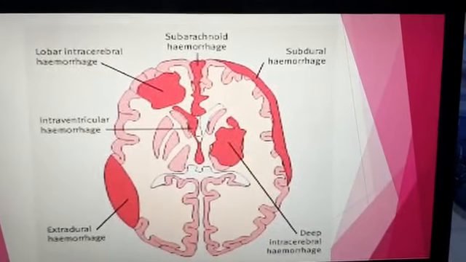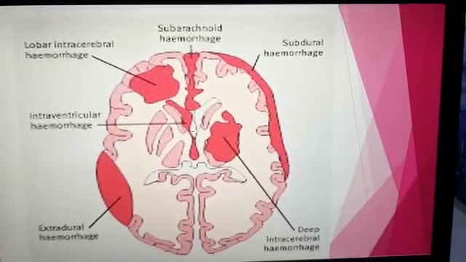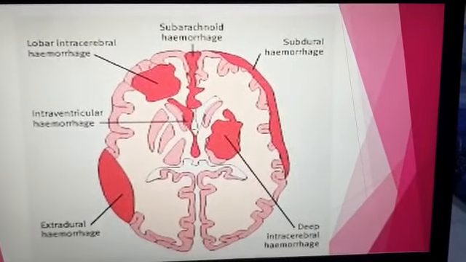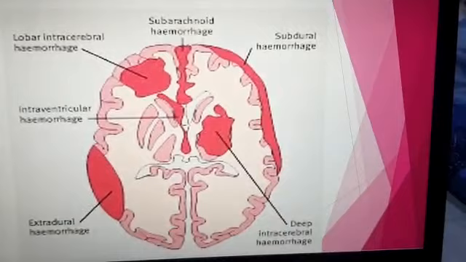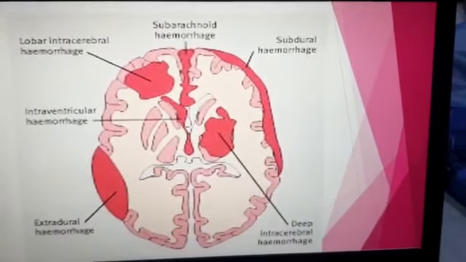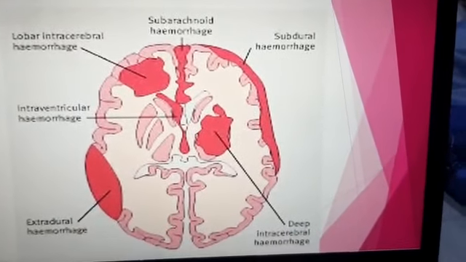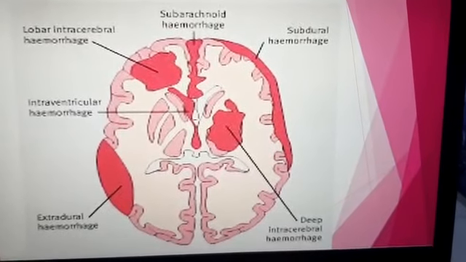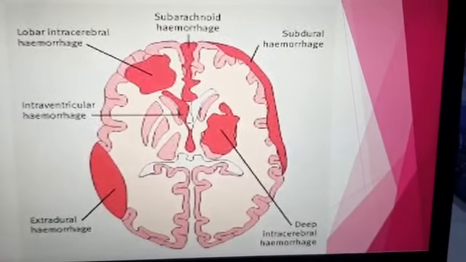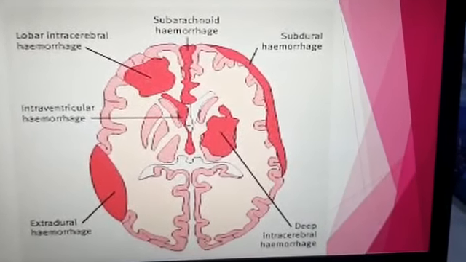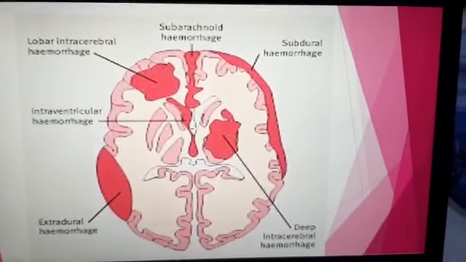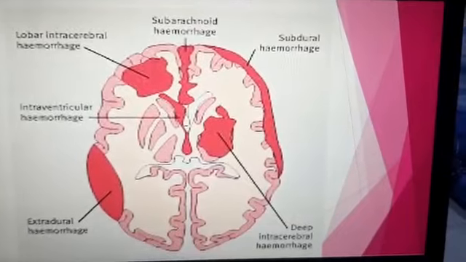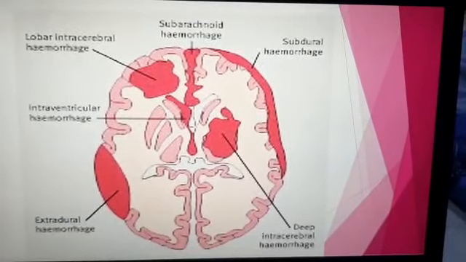subarachnoid hemorrhage. Now, intracerebral hemorrhage has no fixed space because it is bleeding into the brain tissue, so it can be rounded or oval; mostly it is rounded and oval. Intraventricular hemorrhage takes the shape of the ventricle. Looking at the lateral ventricle, it takes the shape of the lateral ventricle; in the third ventricle, it takes the shape of the third ventricle. So each type of hemorrhage has a fixed shape.